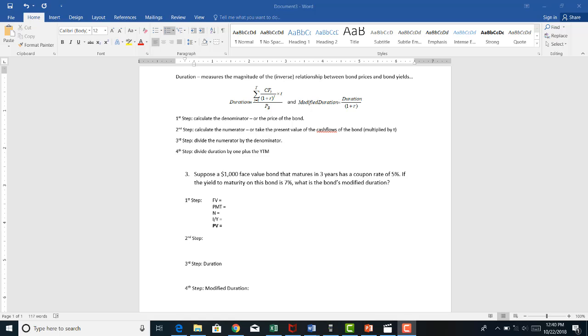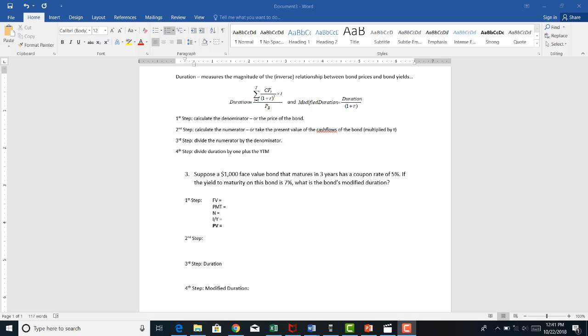Okay, so we're going to follow the three steps that we've used to calculate duration normally, and then we're just going to add a fourth step, which is pretty straightforward. All we're going to do is divide duration that we calculate in the first three steps by 1 plus the yield to maturity. So let's do that here.